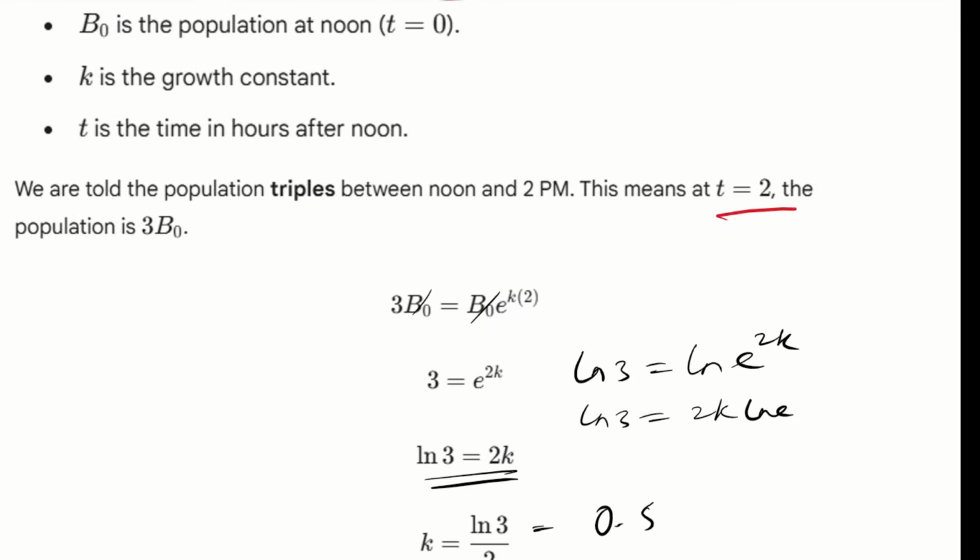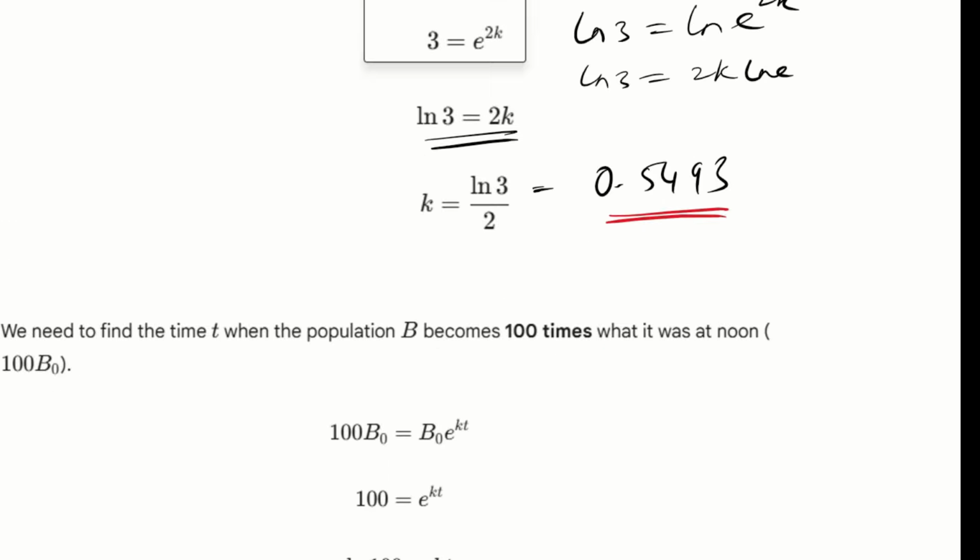So k is 0.5493. So you find k here. Now, next, we need to find a time when the population B becomes 100 times. So we are looking for 100x growth.